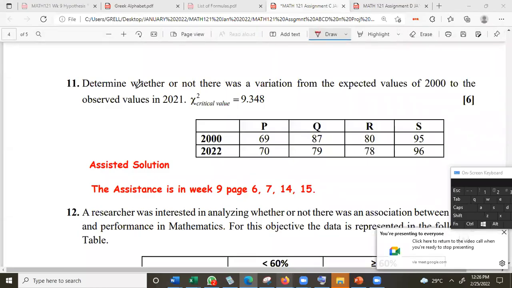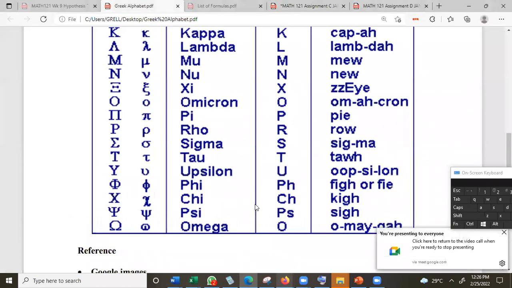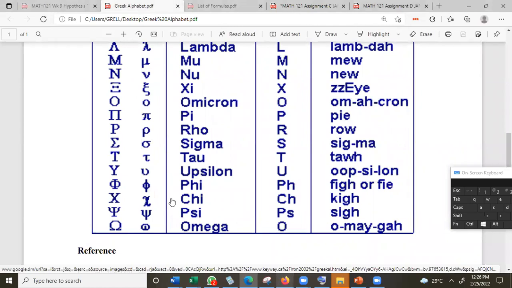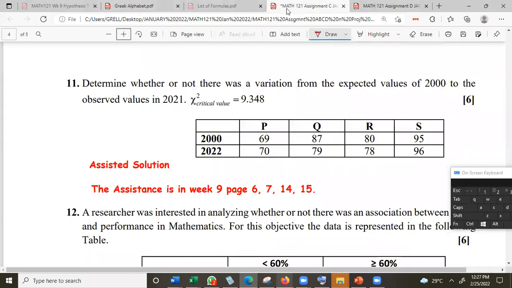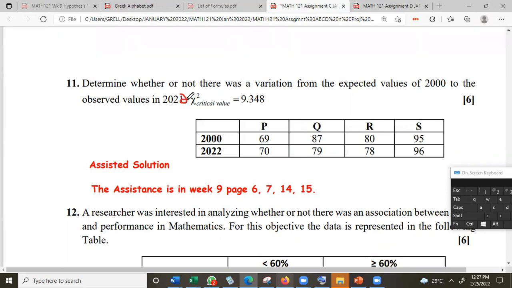So number 11 in the assignment, it says determine whether or not there's a variation, whether there's a change, a chi, say CH, and that's where the test got its name from, the chi square, CH in change. It's testing whether or not there is a change from what you expect in the year 2000 to what you are observing in the year 2022. That's supposed to be 22, not 21. It doesn't really matter.